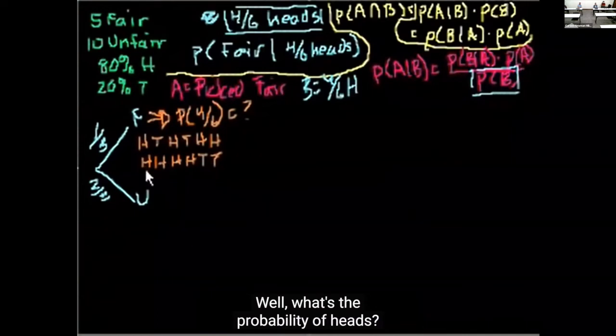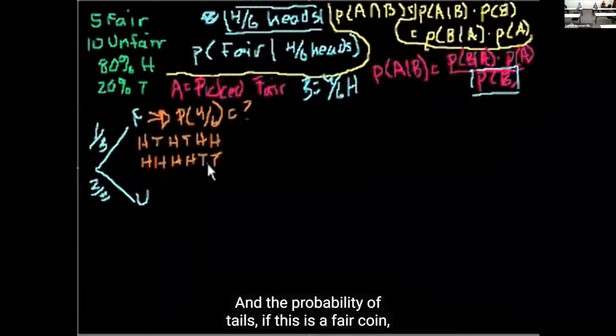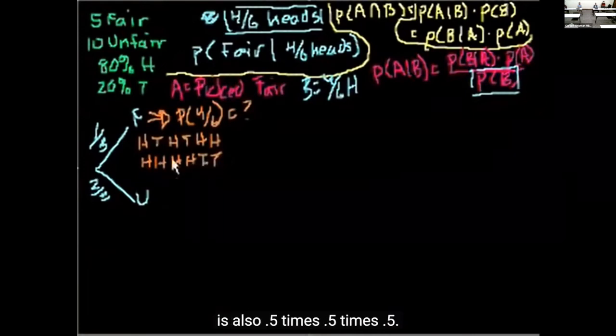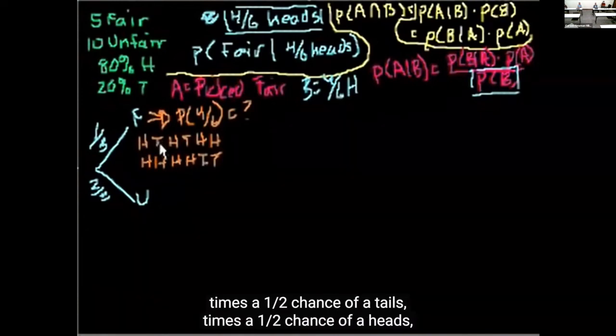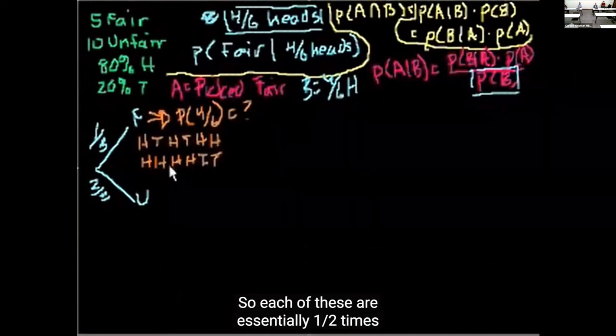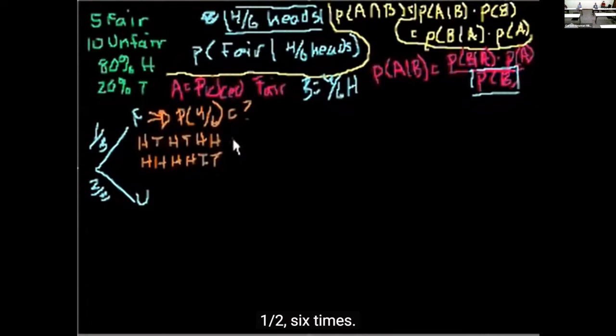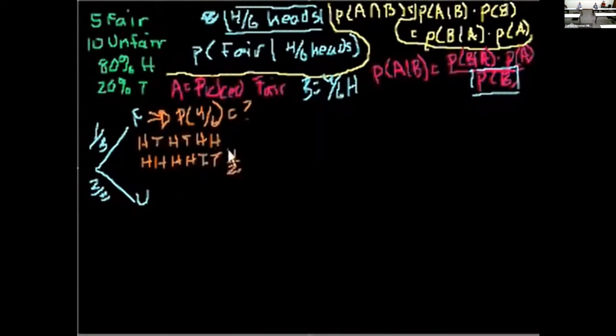What's the probability of each of these combinations? Well, what's the probability of heads? That's 0.5 times 0.5 times 0.5 times 0.5. And then the probability of tails is also 0.5 times 0.5. So each of these has a 1/2 chance of heads, times a 1/2 chance of tails, times a 1/2 chance of heads, et cetera. So each of these is essentially 1/2 times 1/2, 6 times. So the probability of each of the combinations is 1/2 to the 6th power.